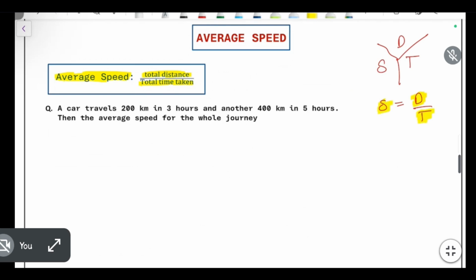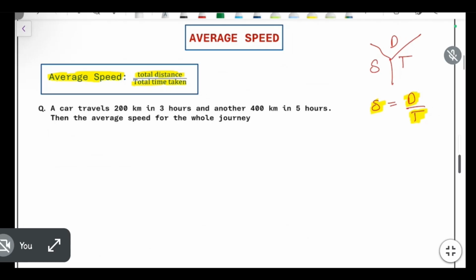So let's start with the question. Most of the time, if we look through the question papers, we see 3 types of average questions. So one is when distance is given and time is given. This is type number 1, okay? When distance is given and time is given. Whenever distance and time are given, it's an easy one.